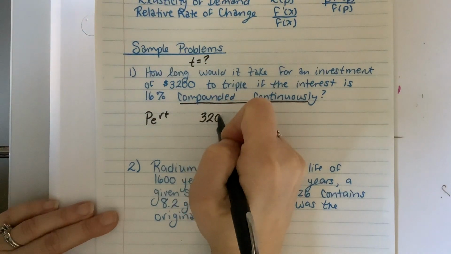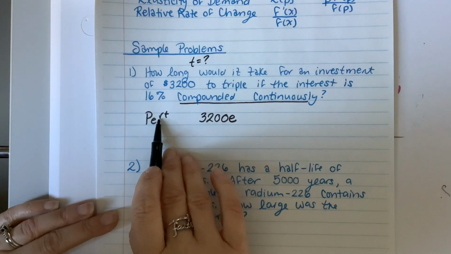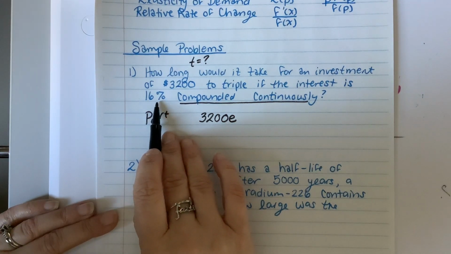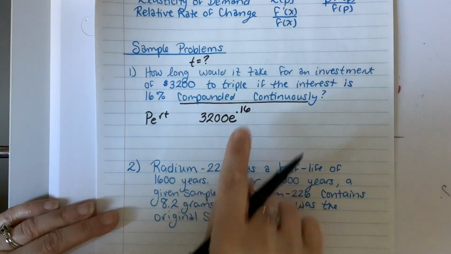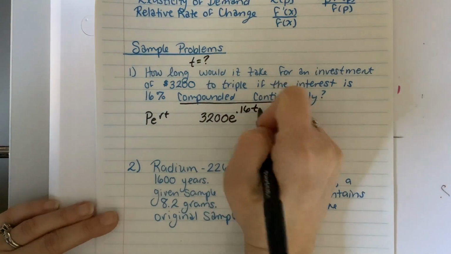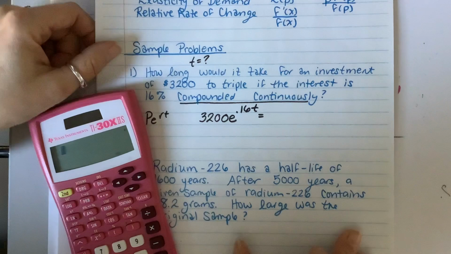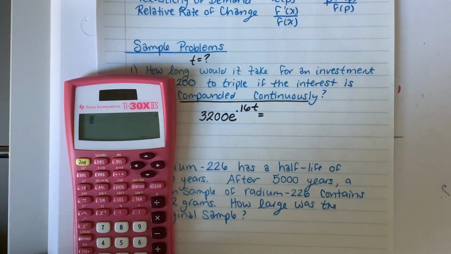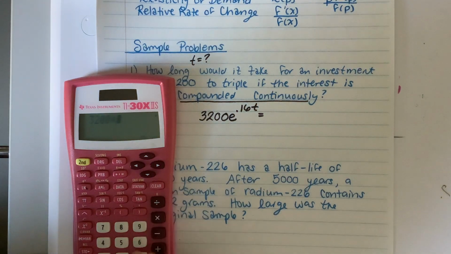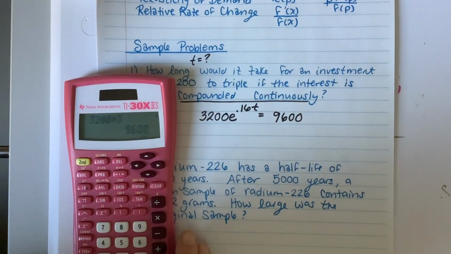We have 3,200. E to the power of R. R is the interest rate. You change it to a decimal. 16% is 0.16. Then it's T. T is what we are trying to solve for because the question says how long until it triples. Triples means you would take your original amount of money and multiply it by 3. If I have 3,200, if I triple it, we are now at $9,600.